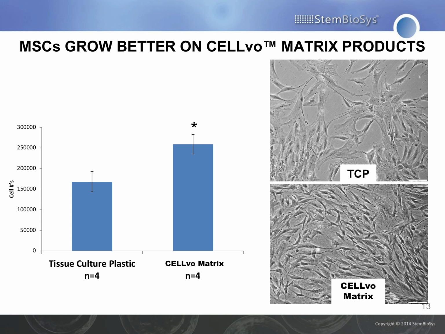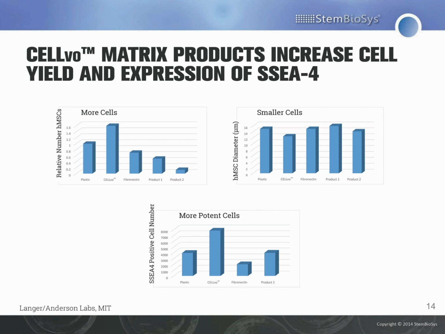It's been our experience. Looking at some different indices, this is actually some work that was done by Robert Langer's lab at MIT. This is a separate study from what I had shown before. They were looking at competitive products again, and this is a bit small, but you can see that we're getting more cells, so they're proliferating more rapidly. The cells are smaller in size when they're on the CELLVO matrix, which is an index of MSC potency.